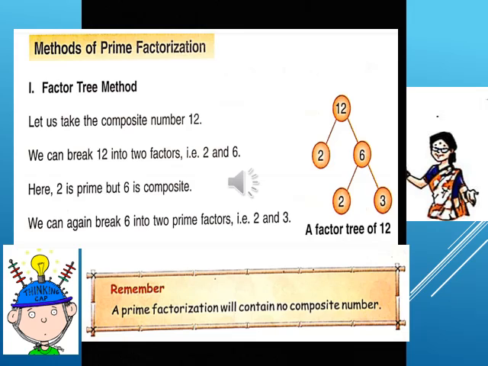So what are the factors of 12? 2, 2 and 3. A prime factorization will contain no composite number. It means in the prime factorization method, whichever method you use to find it, only prime numbers are there as factors, not composite numbers. So here the prime factors of 12 are 2 and 3.